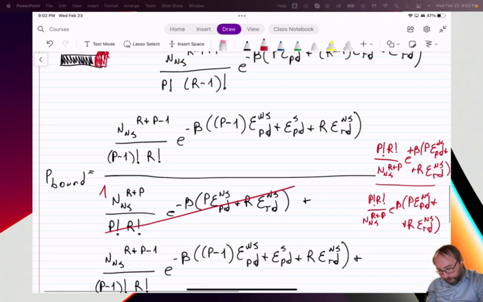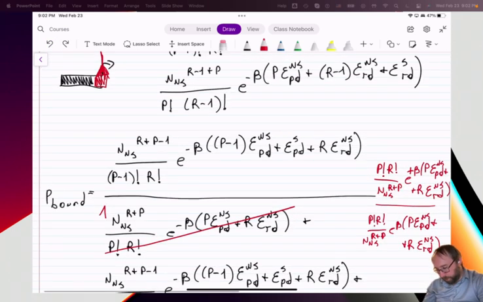Okay, check it out. Here we have R plus P minus 1. Here we have R plus P, which means that these two are going to go away. Okay, we also have R and R here, right? So these two cancel out.